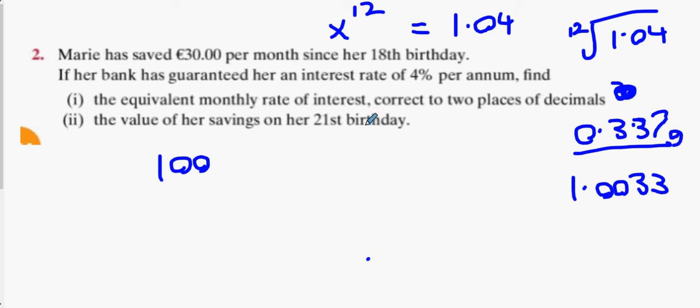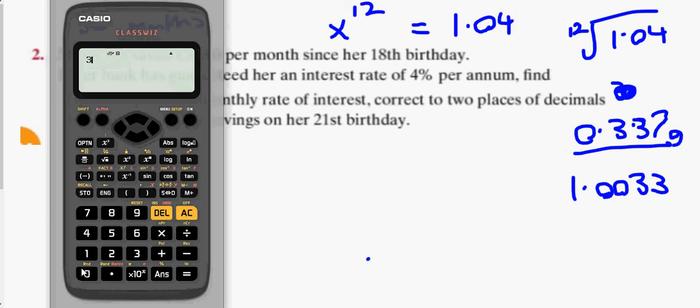Find the value of our savings on our 21st birthday. How many years is that? 3 years. How many months is that? 36 months. Would everybody agree there's 36 months of savings there? Okay? Now, how many times does she lodge 30 quid? 30 multiplied by 36. She actually spends €1,080. But she's invested it for different amounts of time.